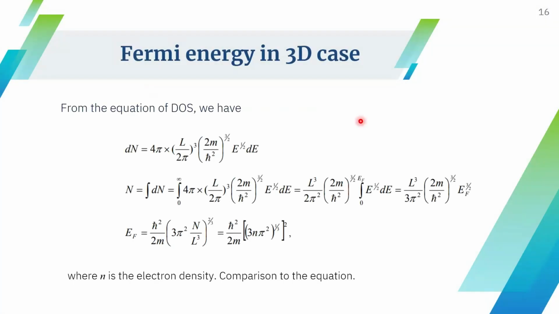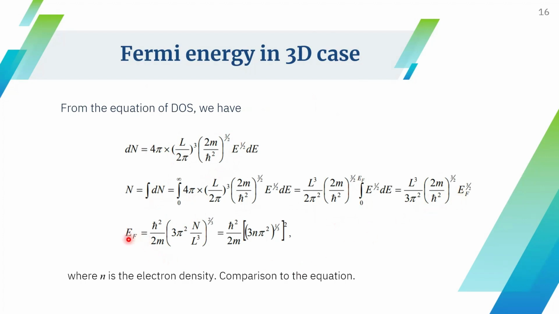So coming to the Fermi energy in the 3D case, we already derived the DOS in the previous slide. You know that the density of states dn equals 4π (L/2π)³ (2m/ħ²)^(3/2) E^(1/2) dE, which is already derived in the previous slide. So we want n, right? So I want to integrate the whole dn. So we will get L³/3π² (2m/ħ²)^(3/2) E^(3/2).